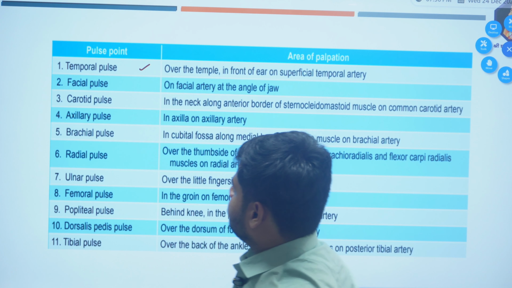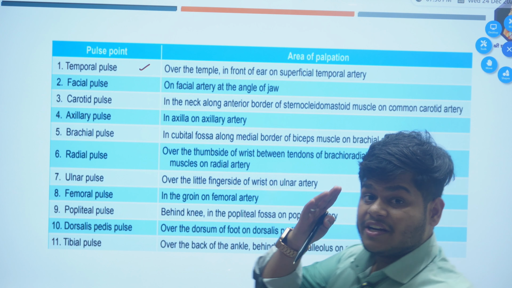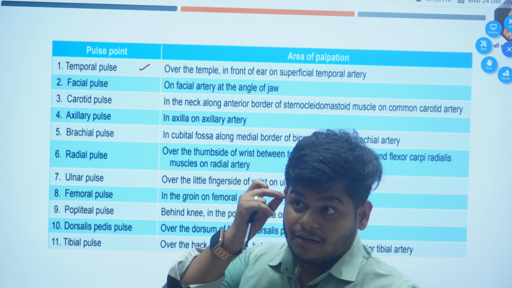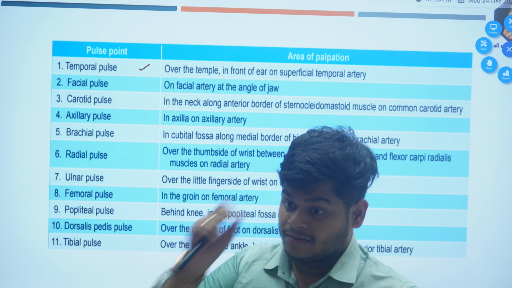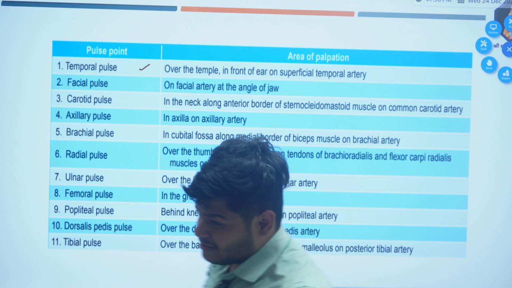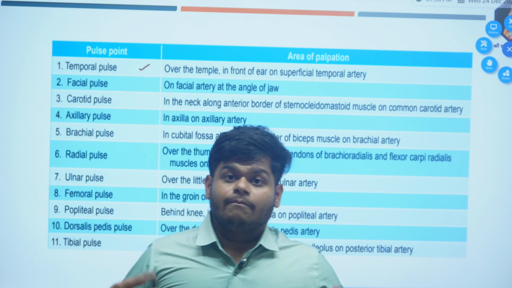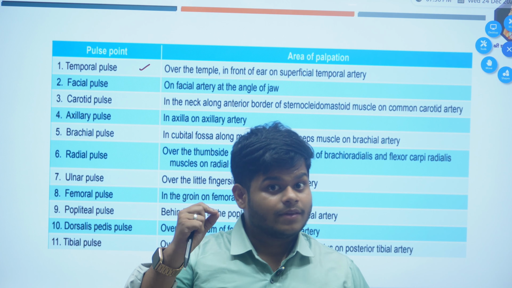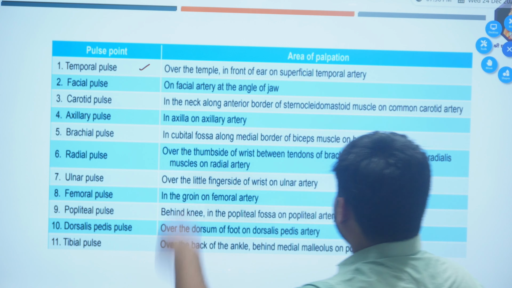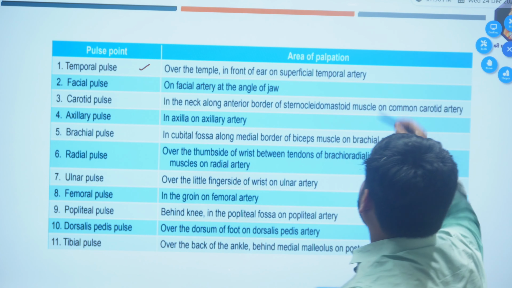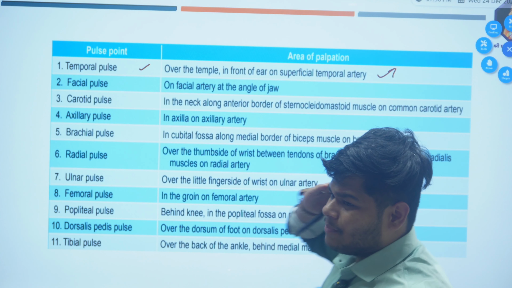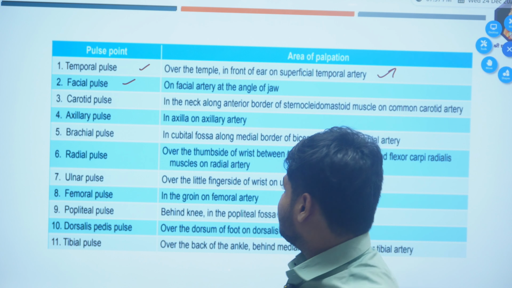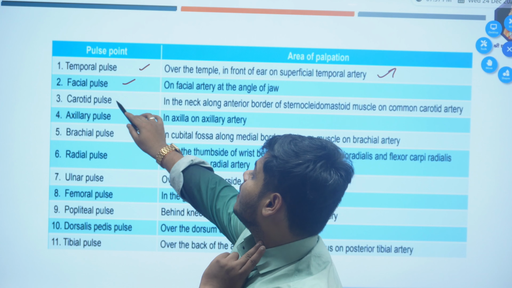Temporal pulse. It is located here. In some thin, lean people, we can see the artery here, right? And sometimes when these arteries become aggressive, we can see the artery dancing, clicking, coming outside, we assume. So it is the temporal artery. We can also check pulse there. Facial pulse at the facial artery at the angle of the jaw, right? Carotid artery, here we can assume.